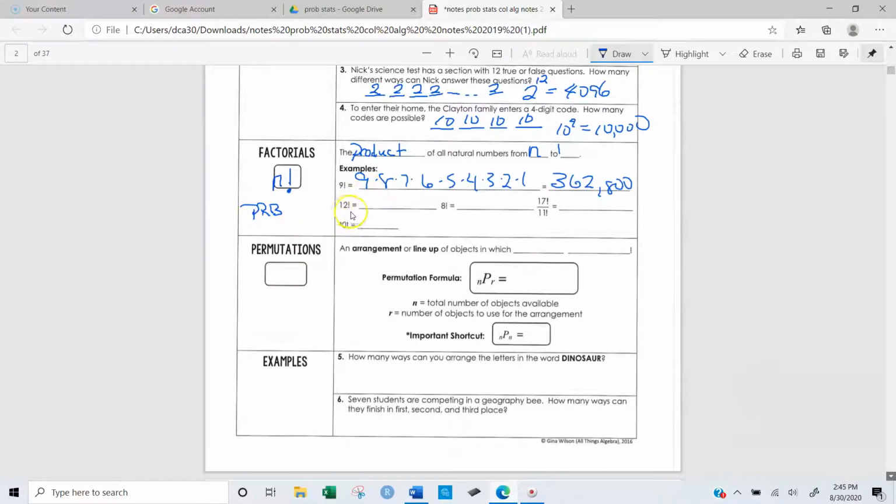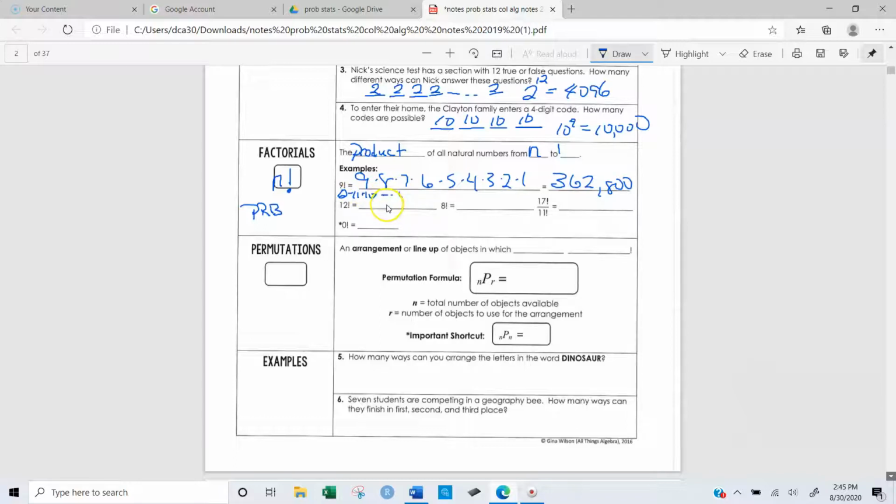All right, so 12 factorial, I actually want you to give me the answer using 12 factorial and also show a little bit of work. So you know that that's 12 times 11 times 10 all the way down to 1.